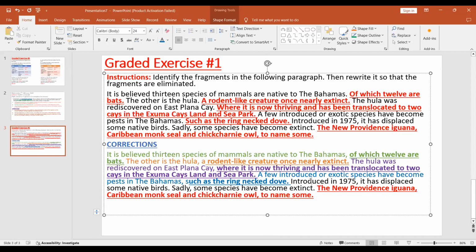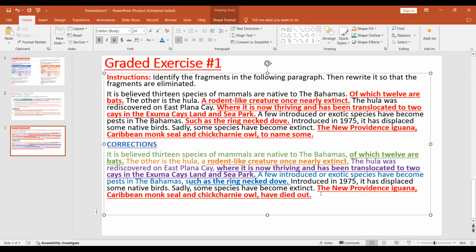Sadly, some species have become extinct. The New Providence iguana, the Caribbean monk seal, and the Chickcharney owl. Let's actually correct it properly. Have died out. Let's just say that, to let us know what's happening. Well, what happened to them? Because if we just say to name some, we don't know what you're talking about. Like what happened to them, right? So we say the New Providence iguana, the Caribbean monk seal and the Chickcharney owl have died out.